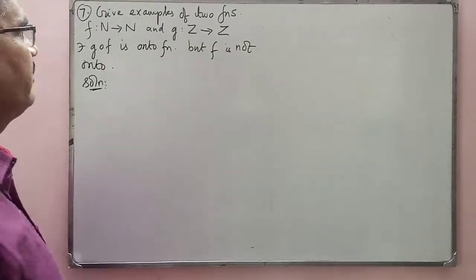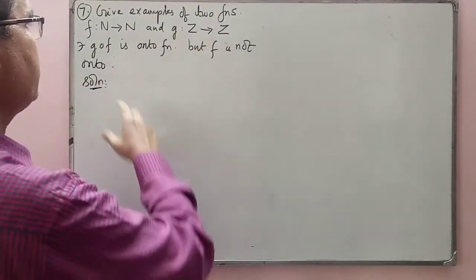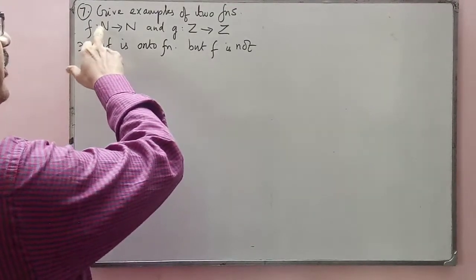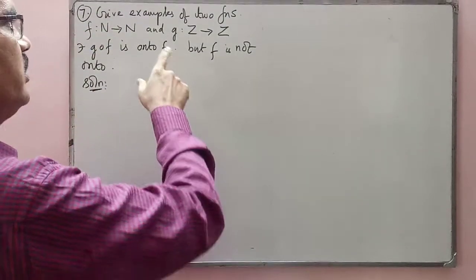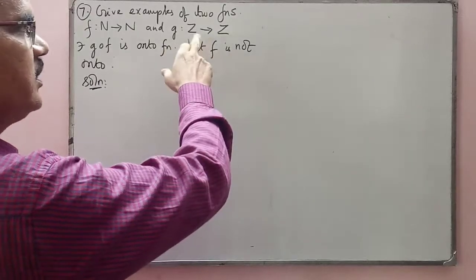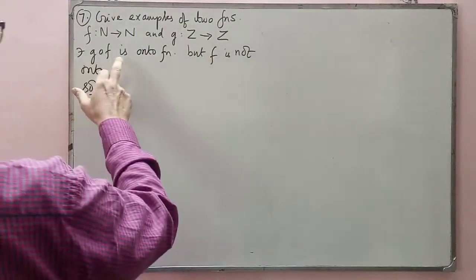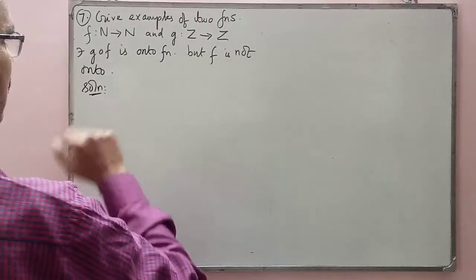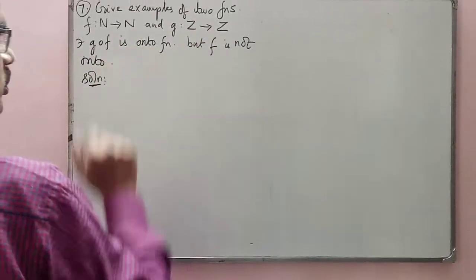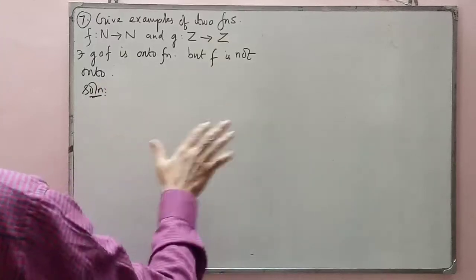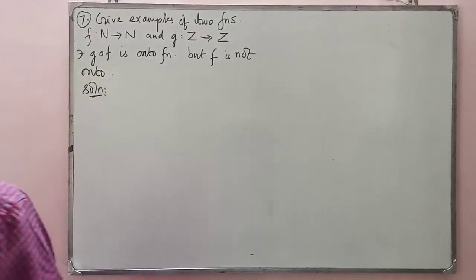Children, this is question number 7. Give examples of two functions, f defined from N to N, natural numbers to natural numbers, and g defined from Z to Z, where Z is the set of integers, such that g∘f is an onto function. You have to take the example in such a way that g of f of x should be an onto function, but f is not onto.